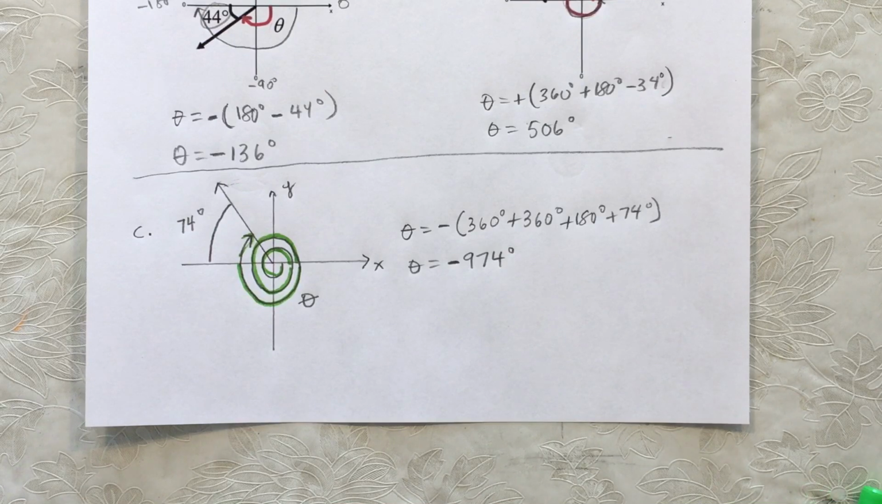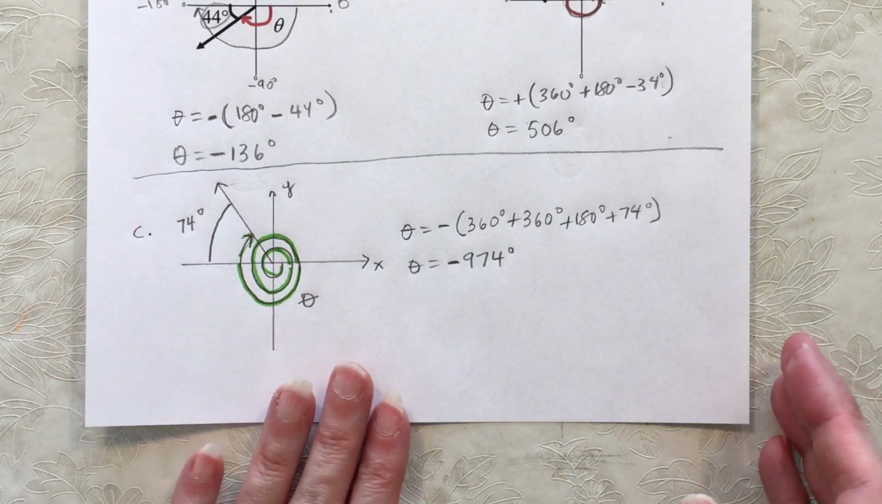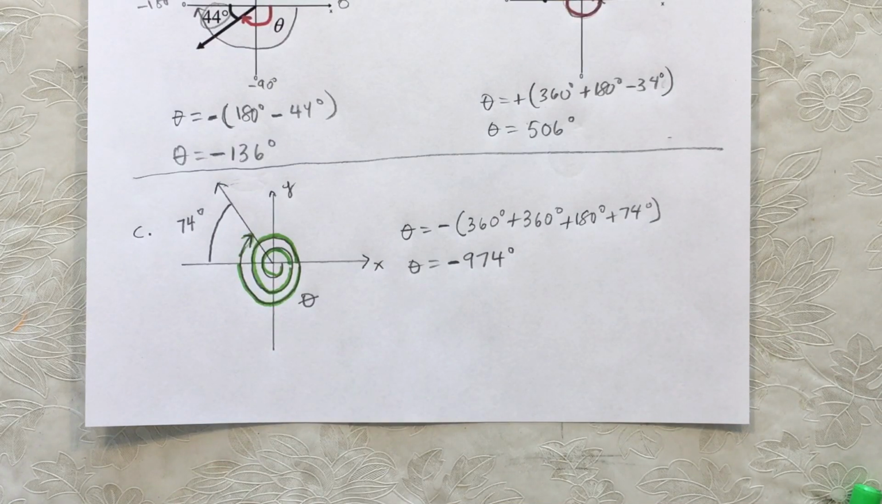Okay, so we've learned about how to draw angles that are larger than 360, how to draw negative angles, and then what is the difference between the angle, the principal angle, and then alpha, which is the angle between the x-axis and the terminal arm. So that's our lesson for today.